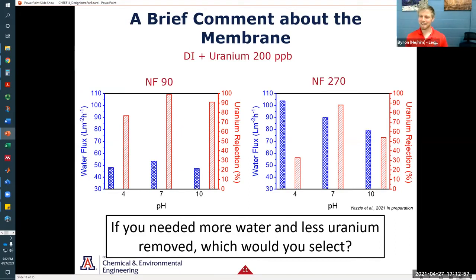Cool. All right, so you guys are pretty much on spot there. So the NF270 is going to be great for if you still need to get uranium or arsenic out of your water, or other radionucleotides, but you need a much bigger flux than the NF90 could do. Great, you get more water coming out, but you don't get quite the same rejection of those heavy metals. So again, this is just one small trade-off that you can choose between these 2 systems.